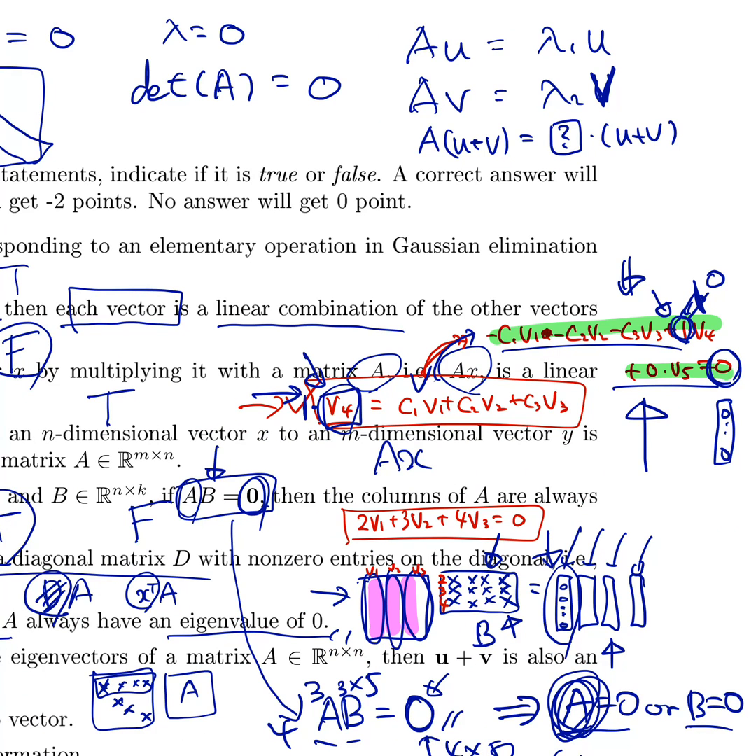I mean, in this case, if lambda 1 and lambda 2 are the same, then it is true, right? But what if lambda 1 and 2 are different? So for example, it is 3 and 5 in this case. We cannot represent it as a common scalar multiple times u plus v, right?